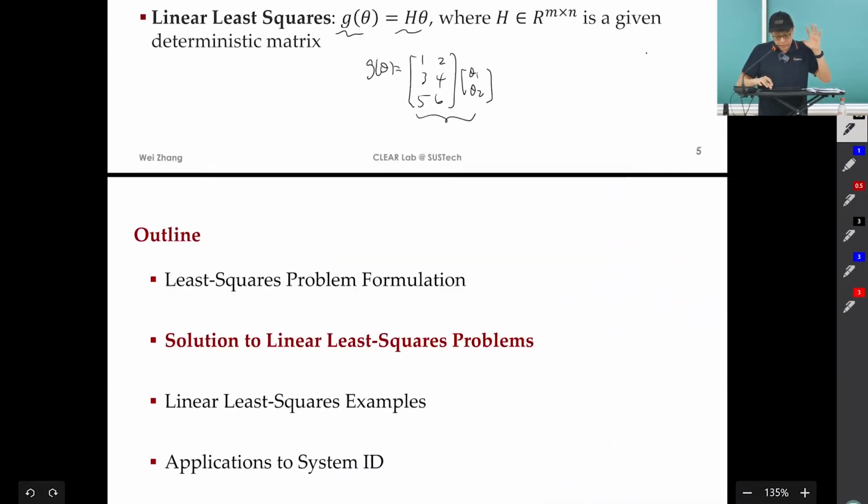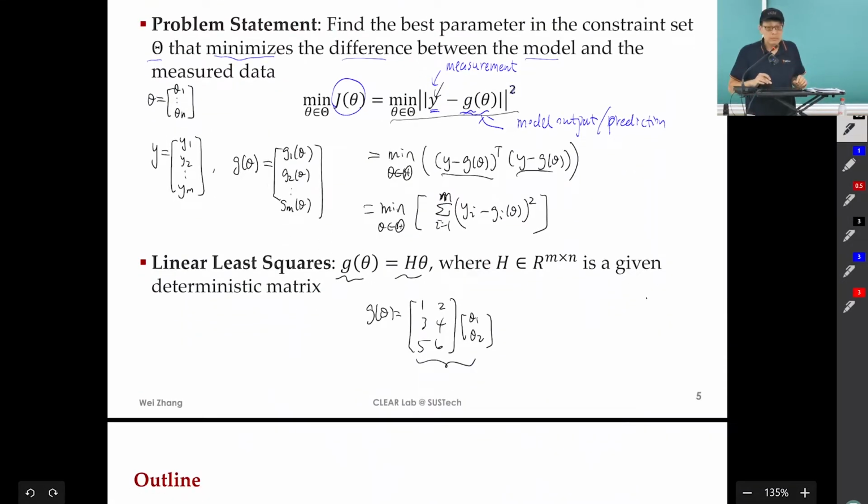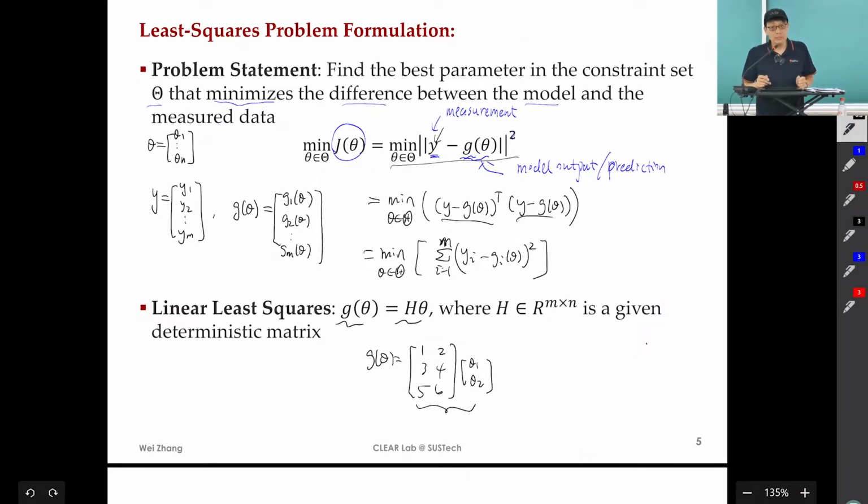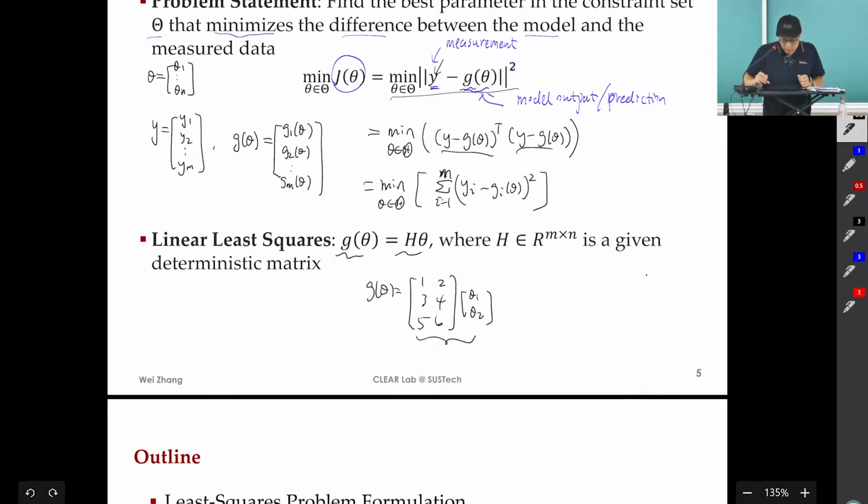Okay, so that's enough. Now let's go back. I hope you find the formulas comprehensible now, but that's our formulation. So now the question is that, you get data, you get this relationship, how do we estimate theta? The first question you will ask is, what is a good theta versus a bad theta?